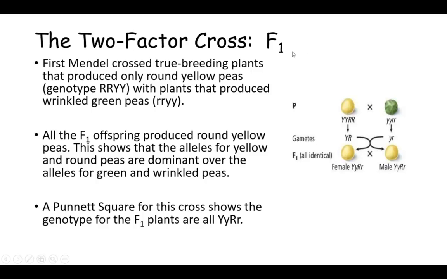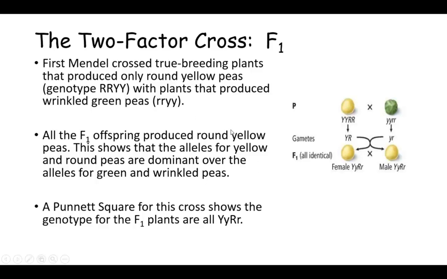First, Mendel crossed true breeding plants that produced only round yellow peas, the genotype homozygous round, homozygous yellow, with plants that produced wrinkled green peas, homozygous wrinkled with homozygous green. All of the F1 offspring produced round yellow peas. This shows that the alleles for yellow and round are dominant over the alleles for green and wrinkled. So therefore, yellow and round are dominant. Green and wrinkled are recessive traits.